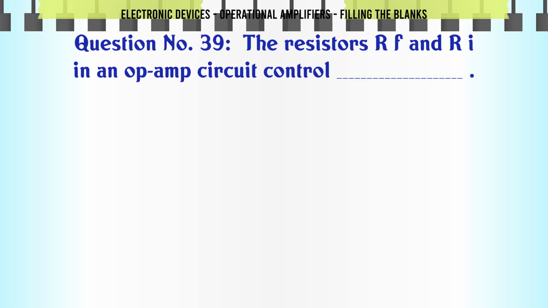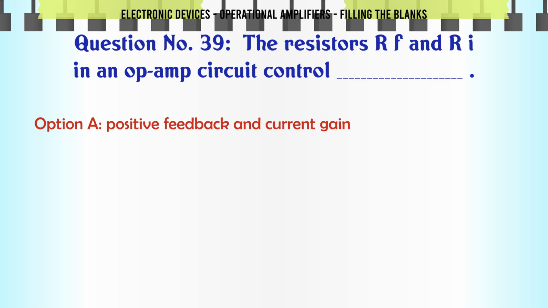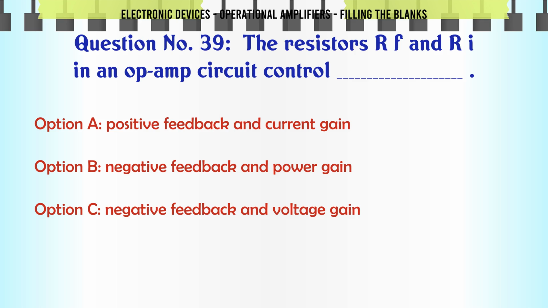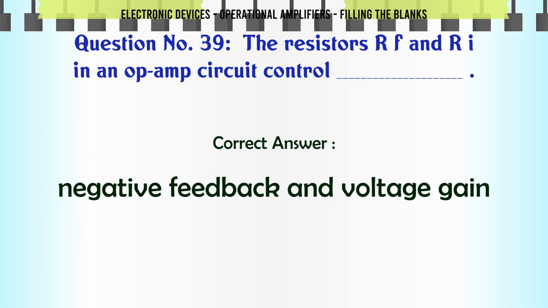The resistors RF and RI in an op-amp circuit control A. positive feedback and current gain, B. negative feedback and power gain, C. negative feedback and voltage gain, D. open and closed loop gain. The correct answer is negative feedback and voltage gain.